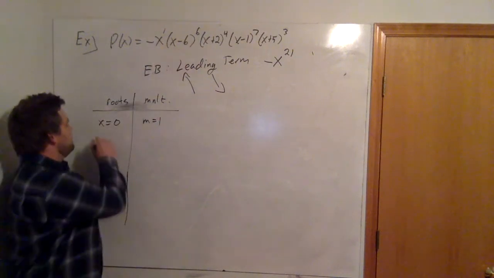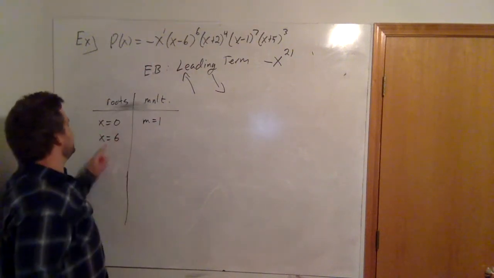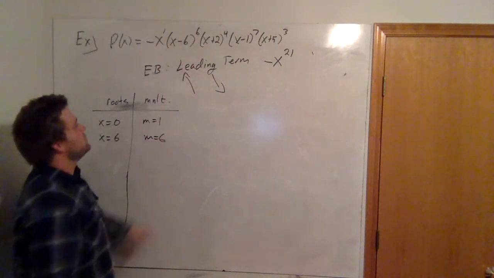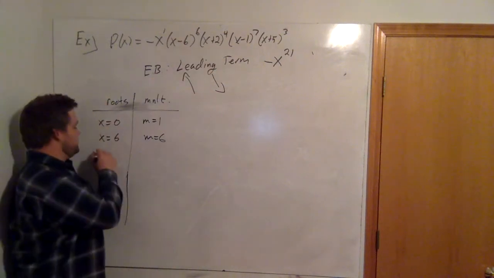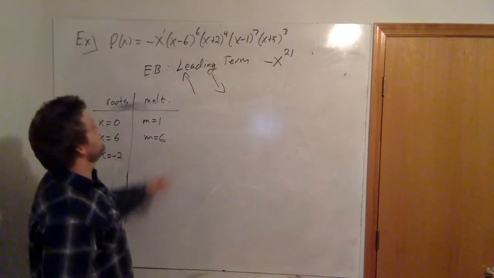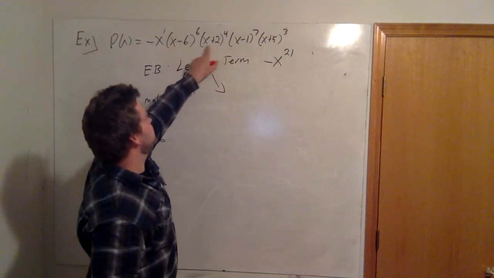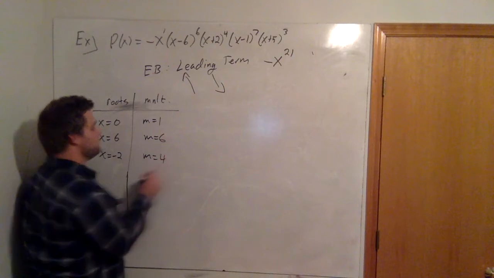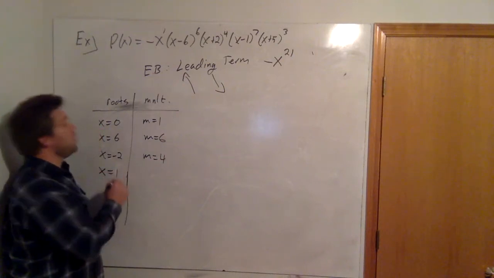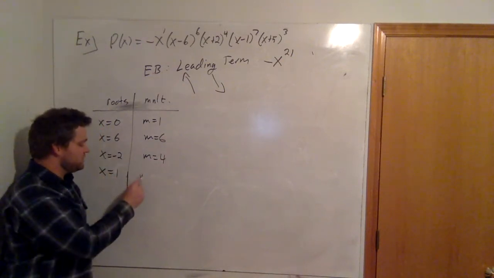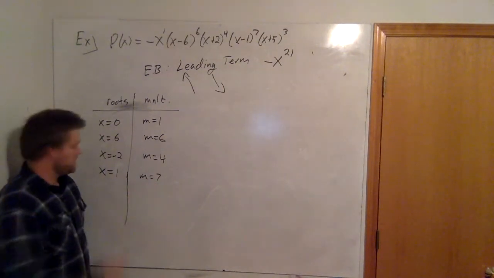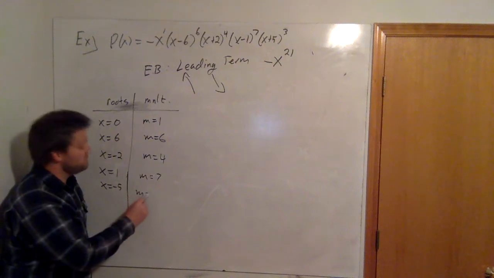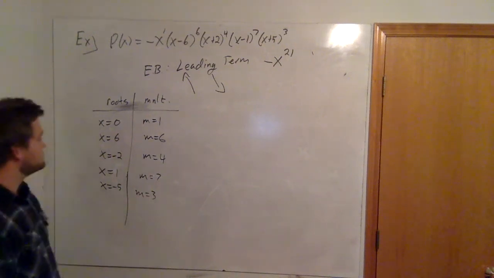Looks like I'm going to have a root of 6 here, and it'll have a multiplicity of 6. I'm also going to get a root of negative 2. Again, because negative 2 plus 2 will zero everything out. And it'll have a multiplicity of 4. I'll also get x equals 1 as a root, and it'll have a multiplicity of 7. And I'll also get that x equals negative 5 will be a root, and it'll have a multiplicity of 3.